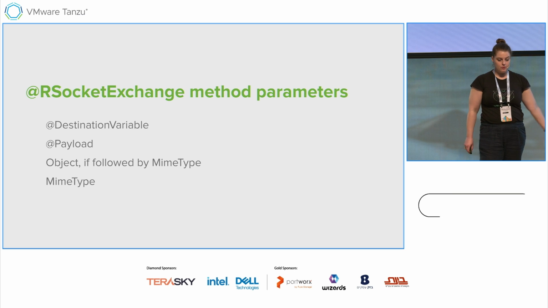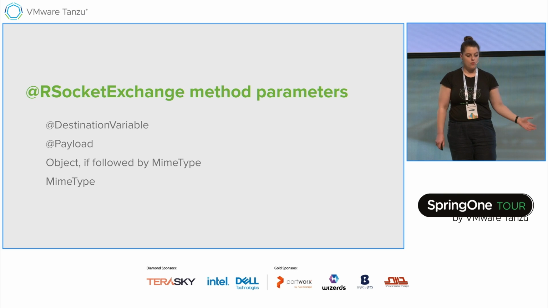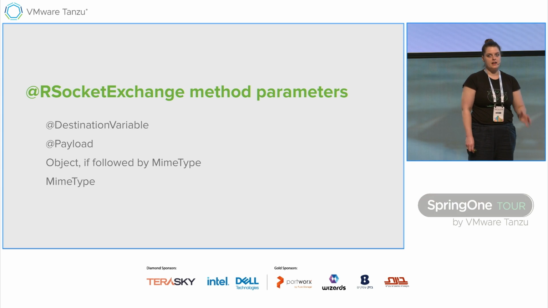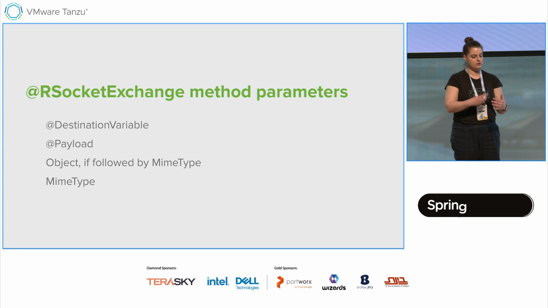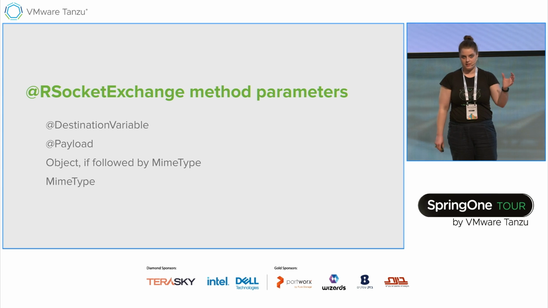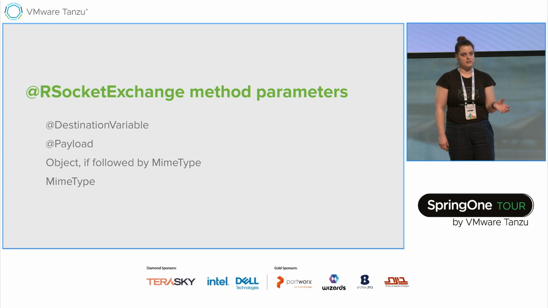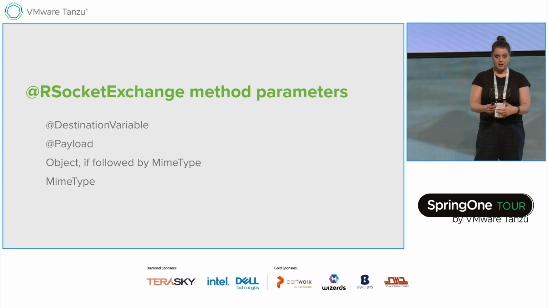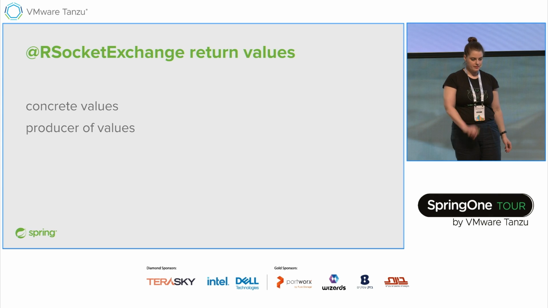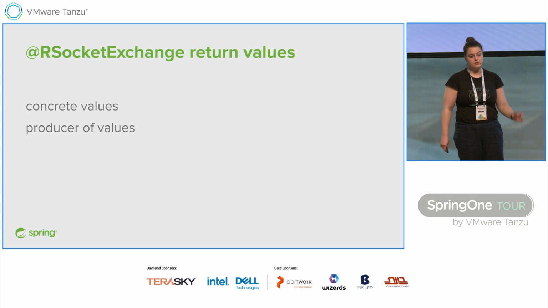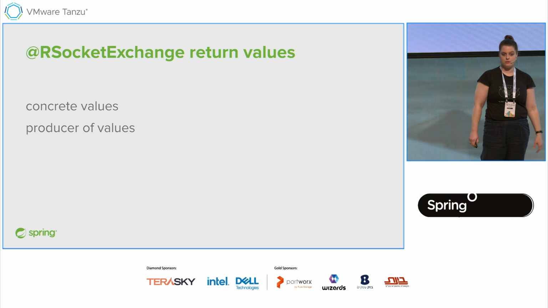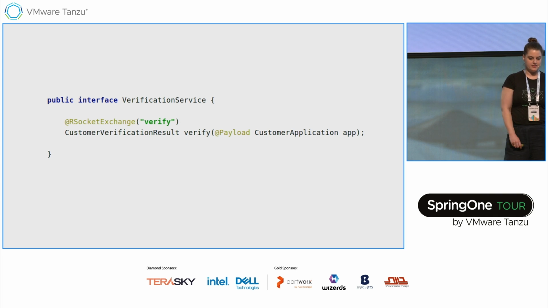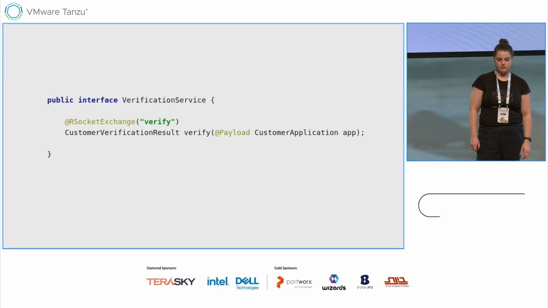And then obviously we need a payload, and it again can be a concrete value or can be a publisher. And another thing that you can pass is an object followed by a MIME type. So those will only work in conjunction. If you pass an object and then a MIME type, it means that the object is a metadata entry, and a MIME type has to be an appropriate type for that metadata entry. When it comes to the return values, again, you can have concrete values or a producer. And yeah, that's as complicated as it gets, pretty much. That's how you create your interface.